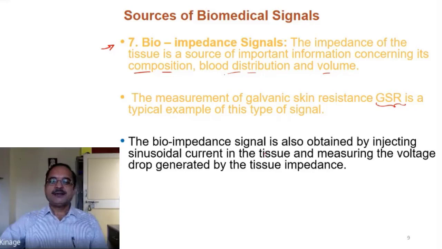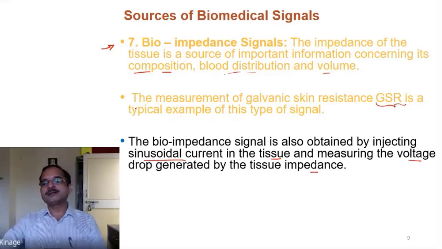So as I said, the bioimpedance signal is obtained by injecting a sinusoidal current in the tissue, and we measure the corresponding voltage drop generated by the tissue, and we find out the impedance. So that is bioimpedance signals.